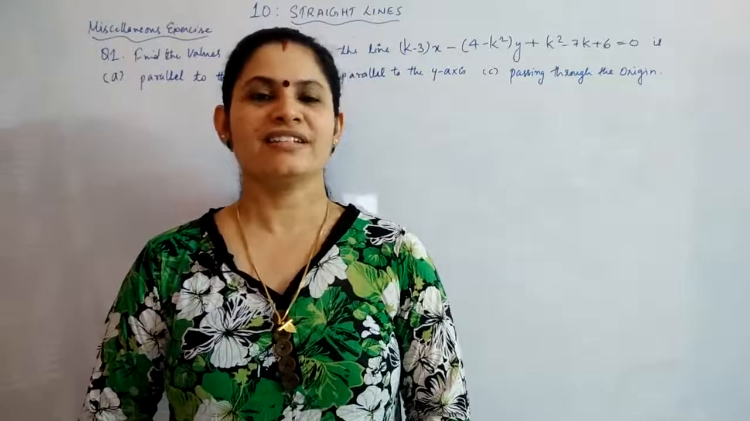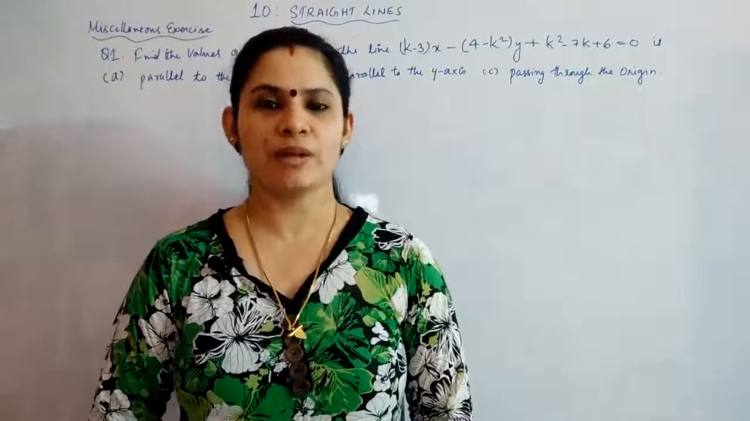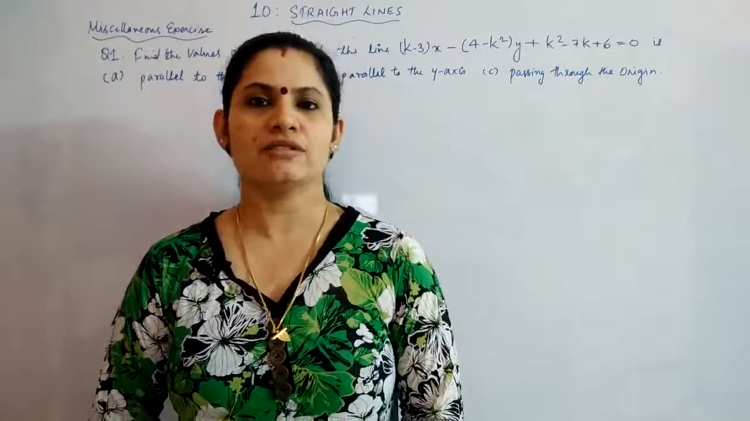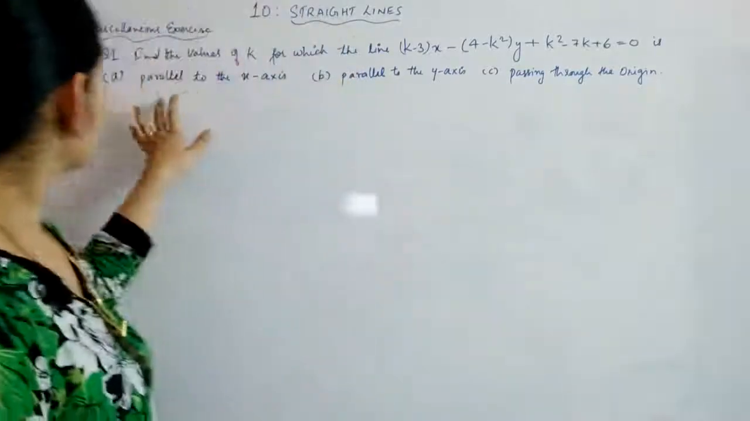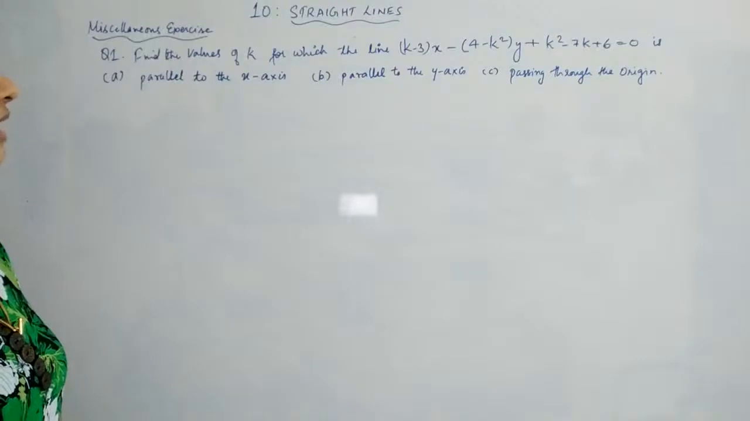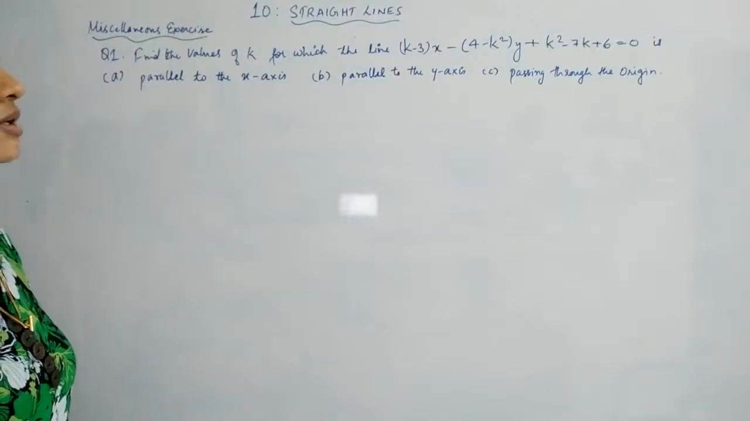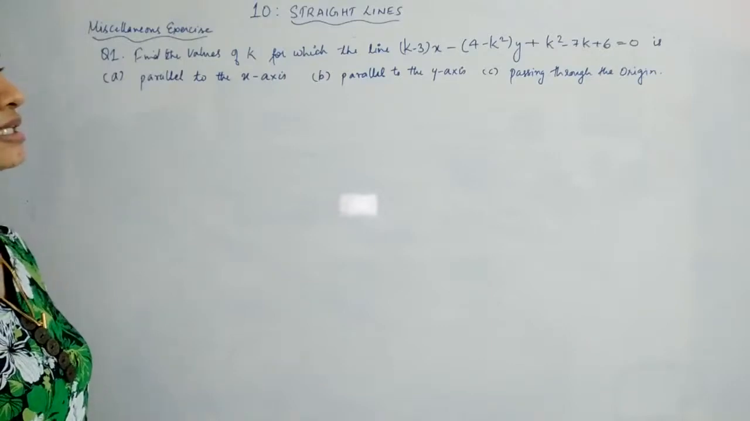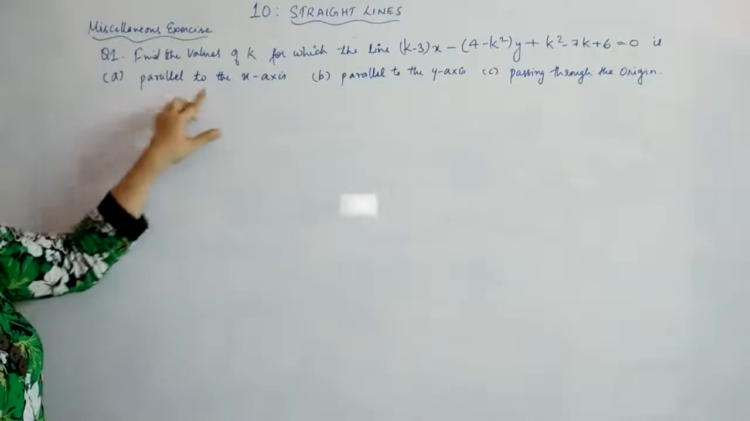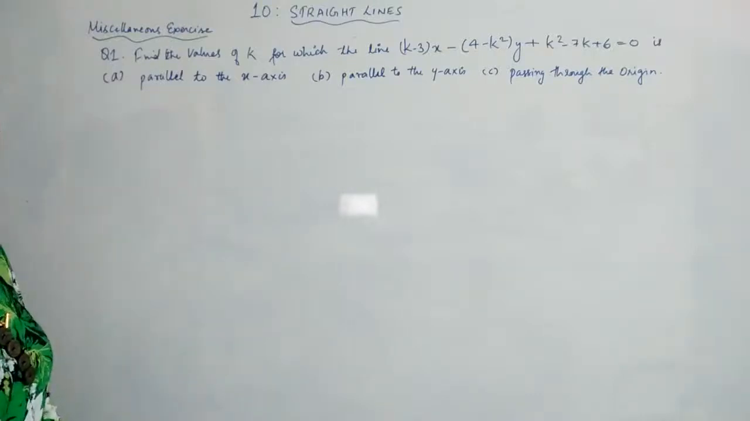Hello everyone. Today we will be discussing the problems of miscellaneous exercise of chapter number 10, straight lines. The first question of the miscellaneous exercise is, find the values of k for which the line (k minus 3) x minus (4 minus k square) y plus k square minus 7k plus 6 equal to 0 is, first, parallel to x-axis, second, parallel to y-axis, and third, passing through the origin.